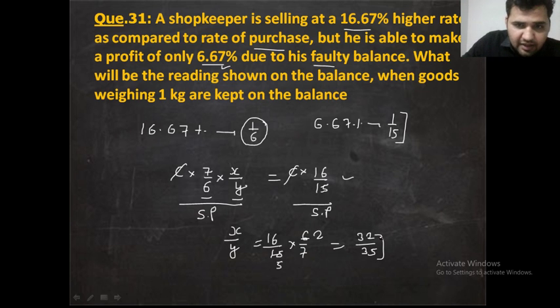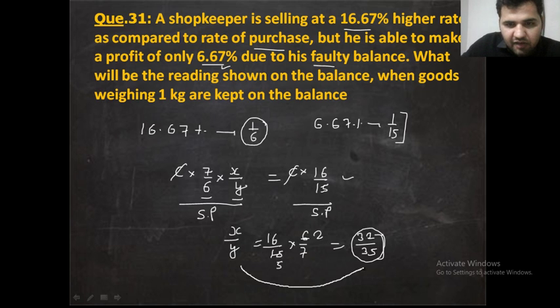It means, is it a profit making or loss making? This is obviously loss making. That's why his profit is getting down from 16.67 to 6.67, right? But how will you read this? When the faulty balance fraction is 32/35, how will you read this?